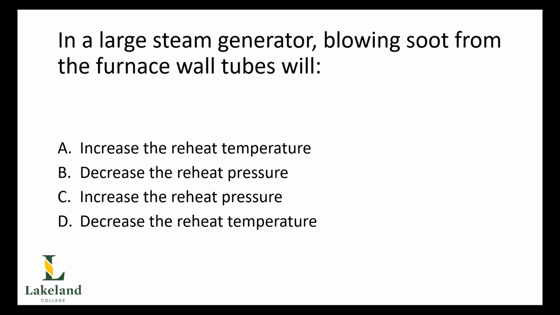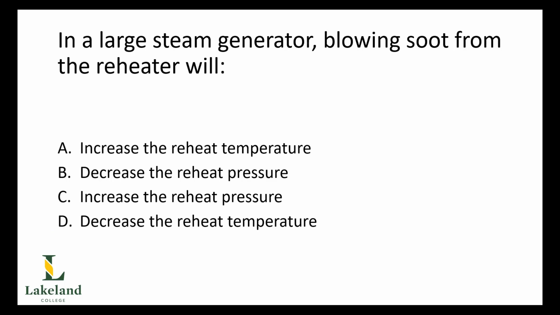Next one. In a large steam generator, blowing soot from the furnace wall tubes will what? Will it increase the reheat temperature, decrease the reheat pressure, increase the reheat pressure, or decrease the reheat temperature? Little tricky one, this one. If we're blowing soot from the radiant wall, which is where these furnace wall tubes are, then more heat will be absorbed in the radiant section, which means there'll be less heat for the reheater, so the temperature of the reheater will go down. So the answer is D. Classic question, this one, and can be quite tricky if you don't understand that relationship.